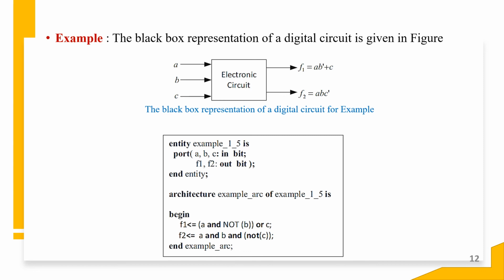For writing the architecture part, write architecture, the name of the architecture, then after that the name of the entity, example 1, is, after that begin. To produce F1 and F2, as you can see in the picture, we have to do A and not B or C to produce F1, and so on for F2.